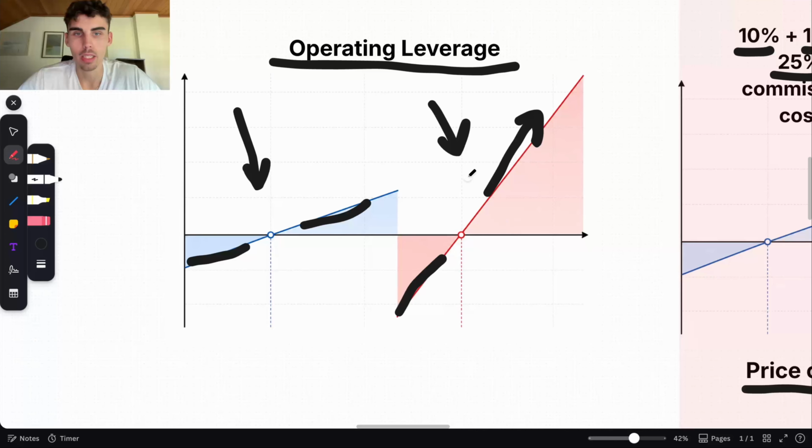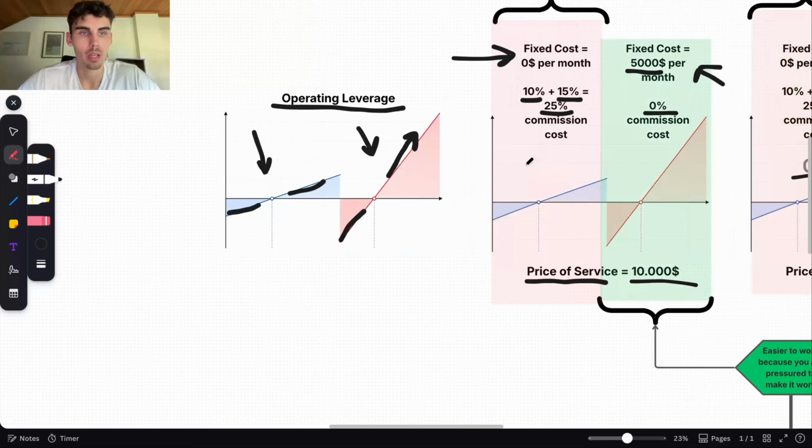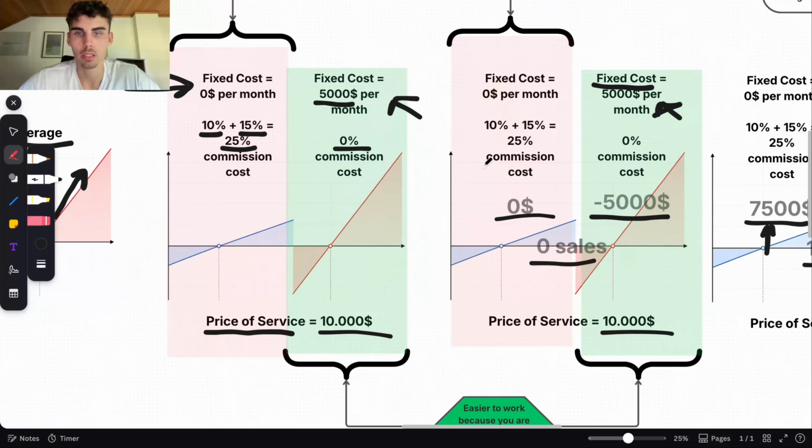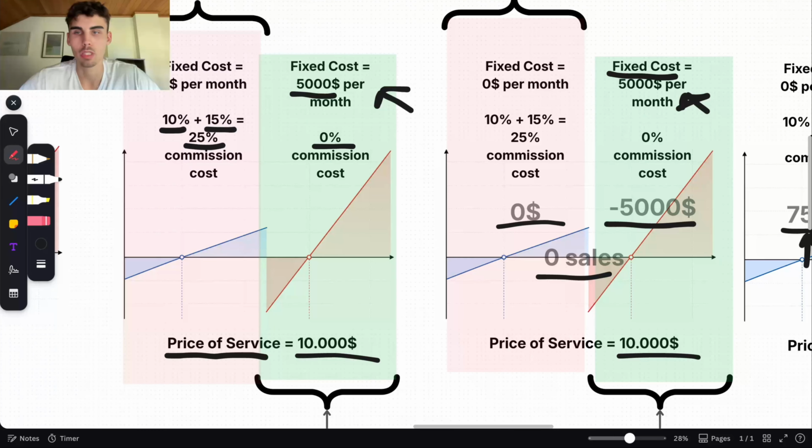So with knowing that, now let's look at the example. First up, we have businesses. So let me zoom in. We have the red business. So this one that is supposed to be low risk, low reward.